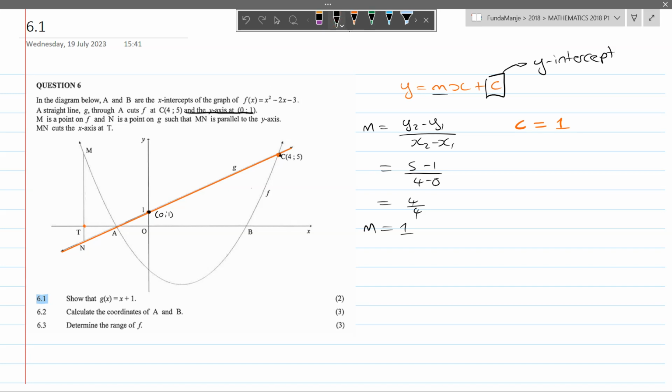And we can therefore write our equation as y equals m, which is 1, times x plus c, which is 1. And therefore you've shown that g of x is equal to x plus 1.